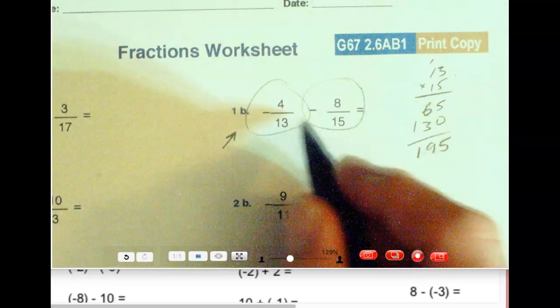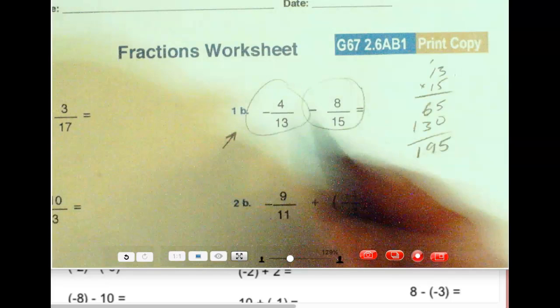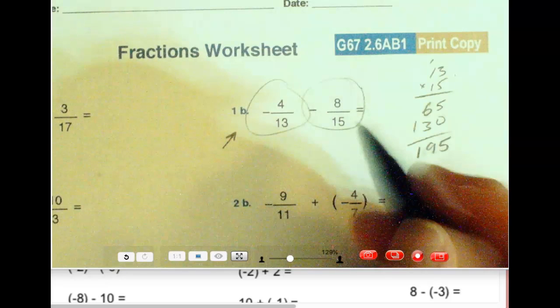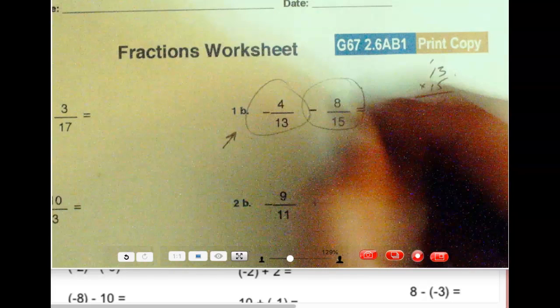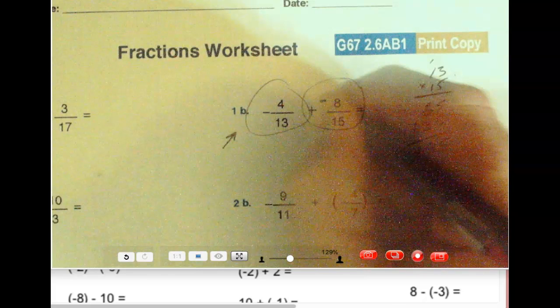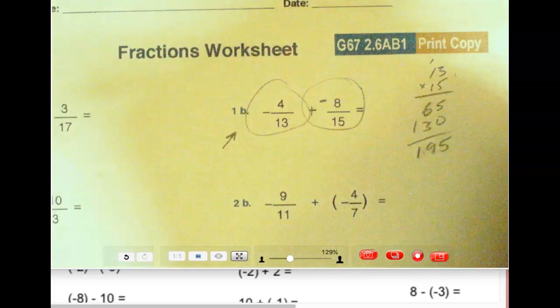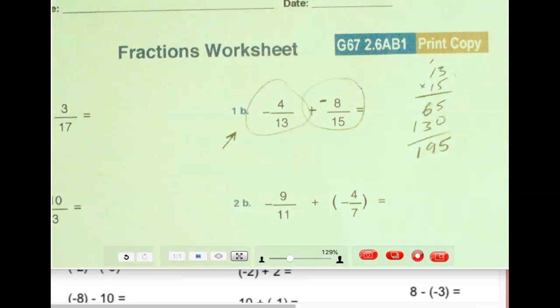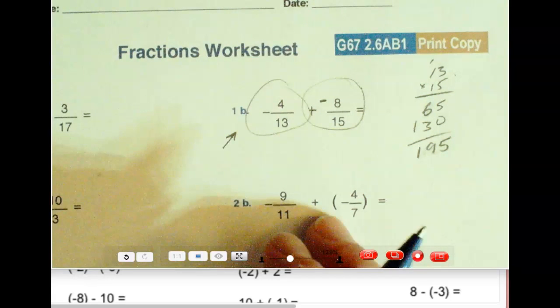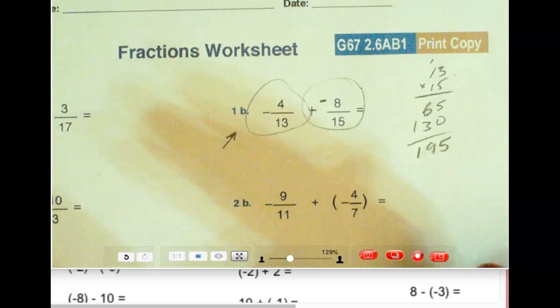Again, I'm circling my fractions here. I've got a negative 4/13 minus 8/15, or plus a negative 8/15. Either way, I'm looking at two different negative fractions here. So what am I really doing here? I'm really adding these guys together. This is not subtracting, this is adding, and it's going to be a bigger fraction. It's going to be negative.